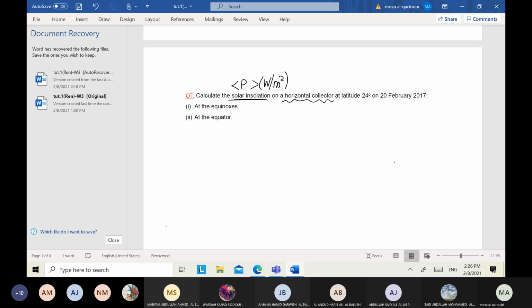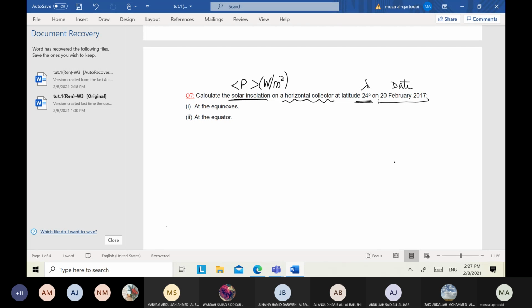So depending on each type, the solar insolation will depend on one of the angles given: declination angle, latitude angle, or hour angle. So depending on whether the collector is horizontal, stationary or tracking, the solar insolation will be different. I think we'll study this note this week. So given lambda, the latitude angle, equal 24, and given the date 20th of February, at equinoxes and at the equator.